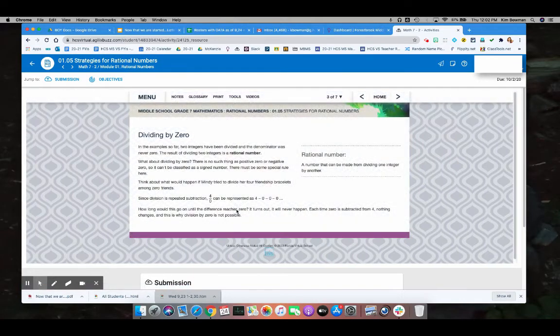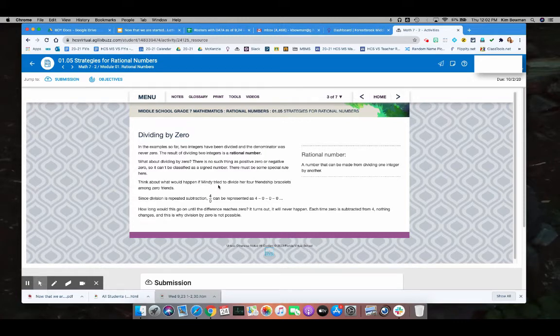Okay, the next slide, dividing by 0. In the examples so far, two integers have been divided and the denominator was never 0. The result of dividing two integers is a rational number. All that means is you're going to get a decimal or a fraction back. What about dividing by 0? There's no such thing as positive 0 or negative 0, so you cannot classify it as a signed number. There must be some special rule.